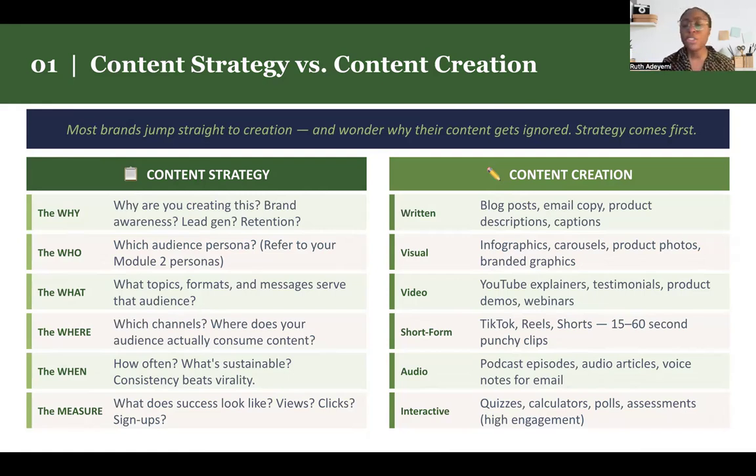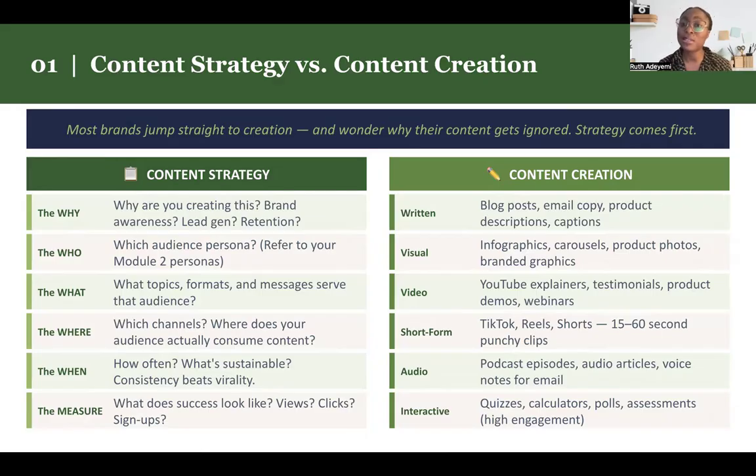What? What topics are we covering? In what format? Blog posts, carousels, reels. Okay. Where? What channels? I've talked about channels, so I'm going to skip this and keep going as well. When? How often do we want to post? 3 to 4 times a week? Once a week? And how do we measure success? Which means you need to build SMART goals, even in your strategy document.